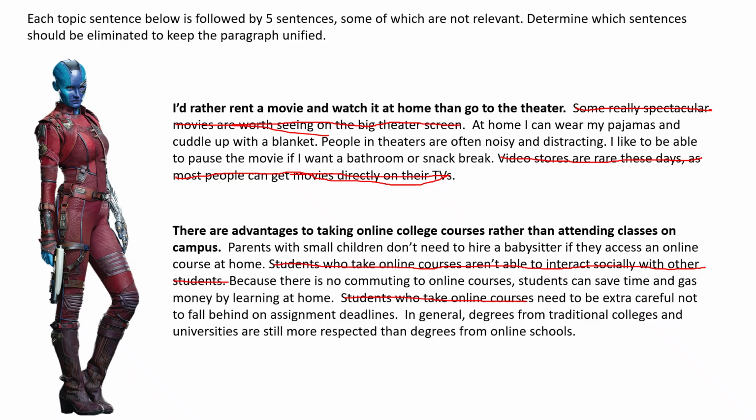So I'm going to get rid of that sentence, and I'm also going to get rid of the last one. Because in general, degrees from traditional colleges and universities are still more respected than degrees from online schools. That's not an advantage, right? You're not talking about an advantage of learning online. That might be a disadvantage, so I'm going to get rid of that too. And now these paragraphs are unified.